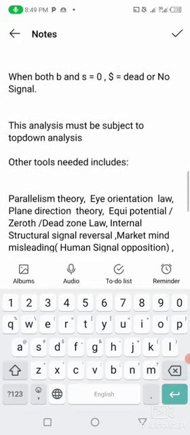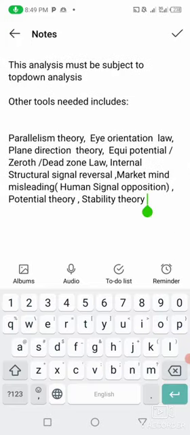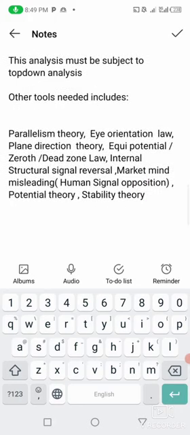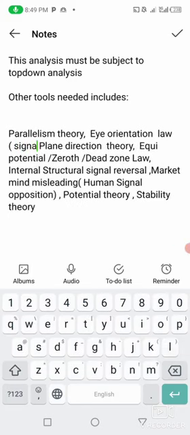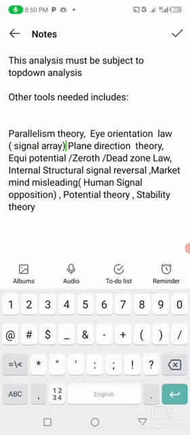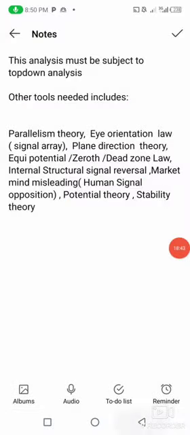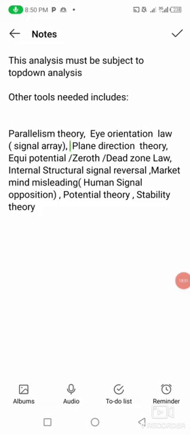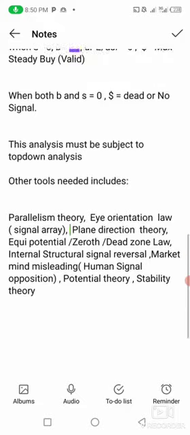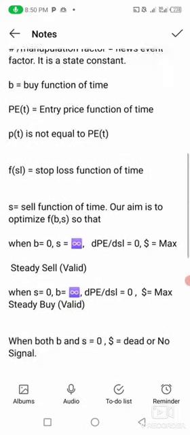There is another one I need to add, which is closely related to the eye orientation law, and that will be, maybe I can put it in brackets, signal array. These are very, very important. Now this video is taking time because it's worth it. These are philosophical approaches to trading, and it is very powerful, more metaphysical. If you understand it, you're going to go far here. So let's open the chart and start applying this.